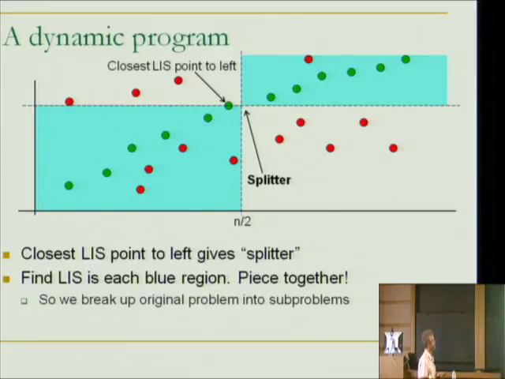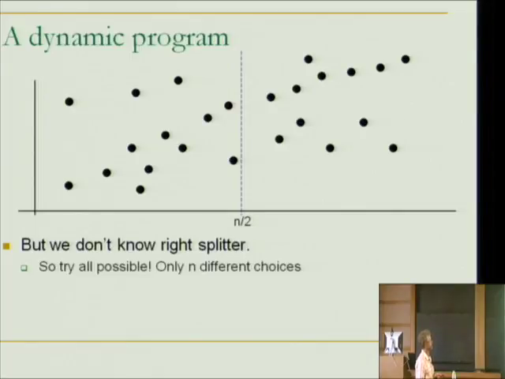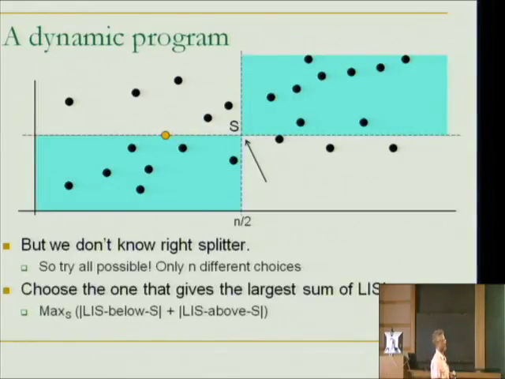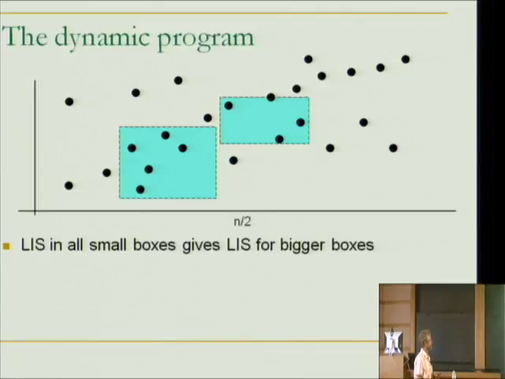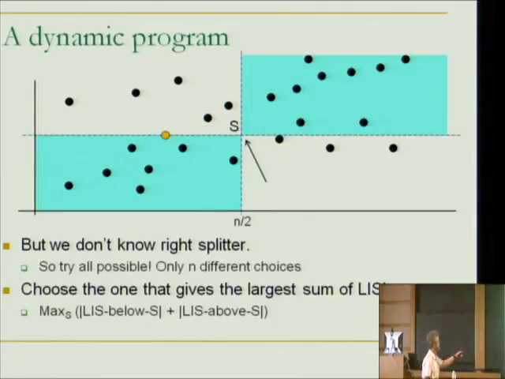But of course, we don't know this splitter. If we didn't care about time, you could try all possible splitters. There are n different choices. You try one, and you split it. You look over all n choices, compute the LIS in the box there plus the LIS in the box there, add them up, and take the maximum over all n choices. And that's dynamic programming, a very simple dynamic program.